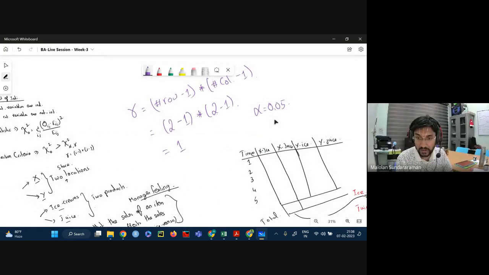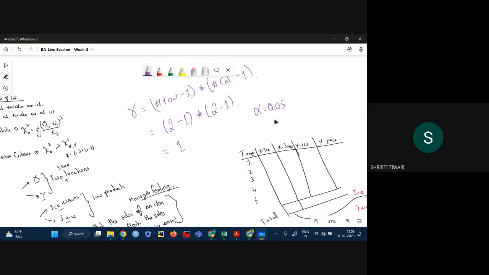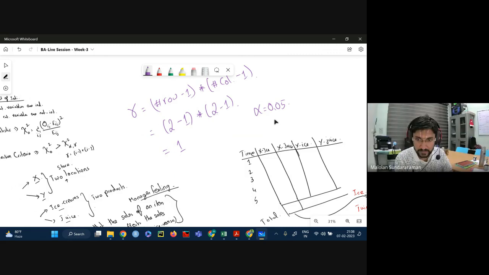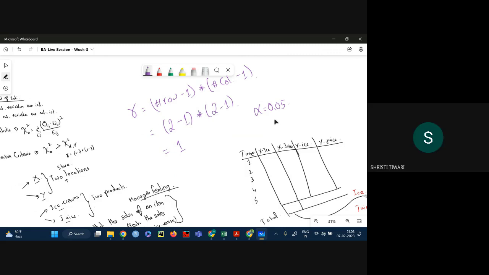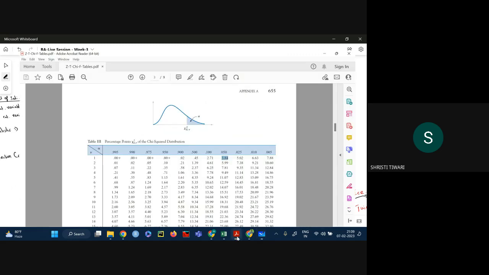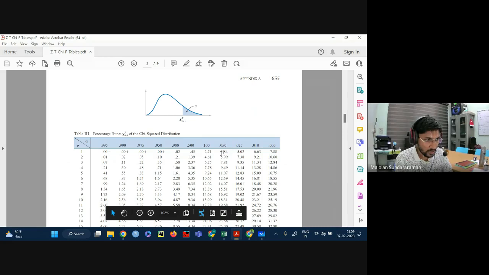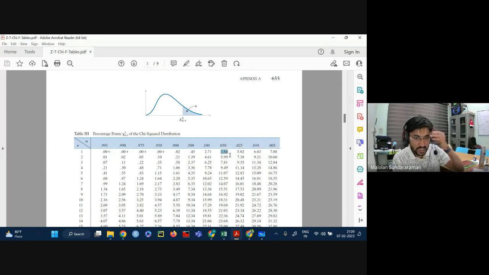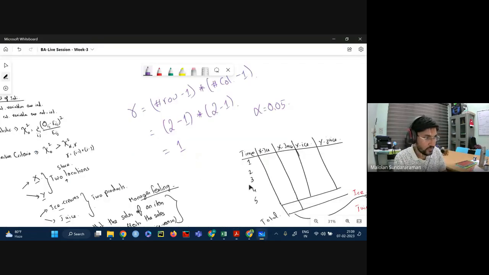Could you please repeat how you chose alpha? Alpha is given. You determine alpha based on your type 1 error, type 2 error, and so on, which you have learned about. On all kinds of questions like this, alpha would be given to us. So for alpha, you determine the chi-squared value, which is 3.84.